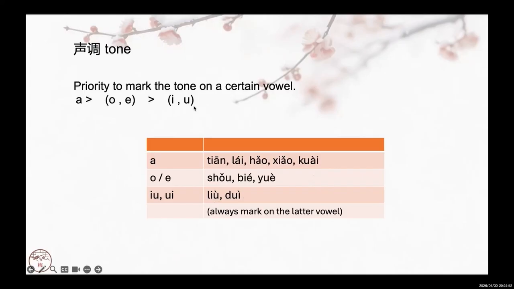So simply speaking, the priority order is: a comes first. Next is o or e. The third one is i or u. And when i and u come together, we mark the latter.